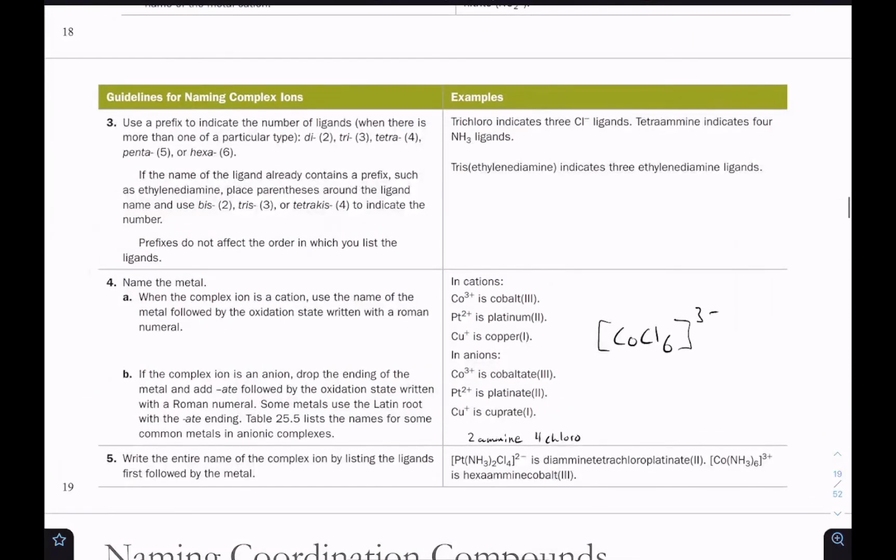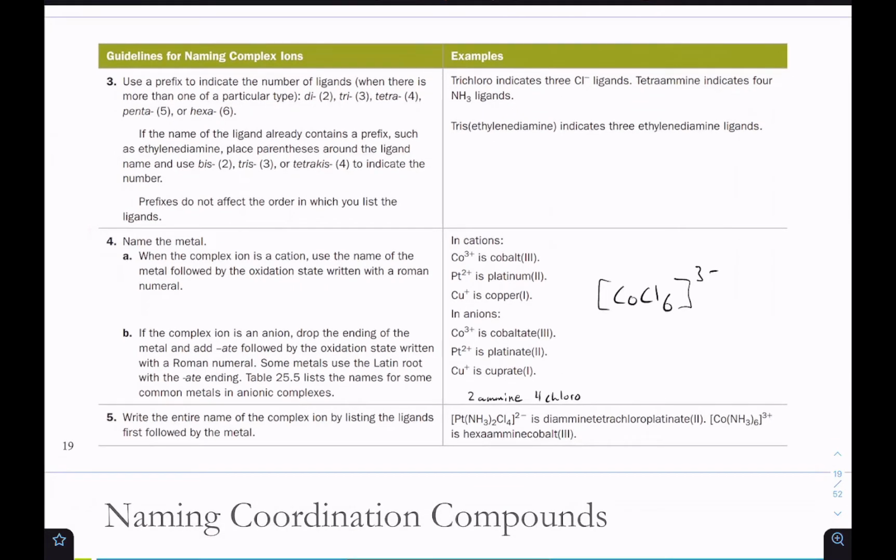And then finally, after you've named all the ligands and given them all prefixes, then you write the name of the metal. For cations, it's just the name of the metal and the charge in parentheses in Roman numerals. If the overall charge of the complex ion is negative, then we still use the charge of the metal ion. That's still the positive charge that that cation has. But because the whole thing is a negative charge, then it's cobaltate. We change that ending to ATE. So cobalt to cobaltate.